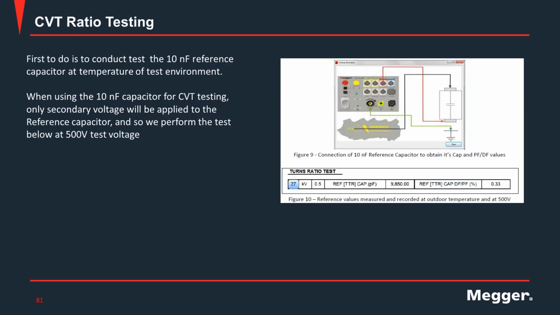With the CVT ratio test using the tan delta unit, again, we need a reference capacitor, which is normally rated 10 nanofarad. First, we test the reading of the capacitor to check that it is really 10 nanofarad, but we only inject 500 volts here. No need to inject a higher voltage. We are just getting the reference capacitance.